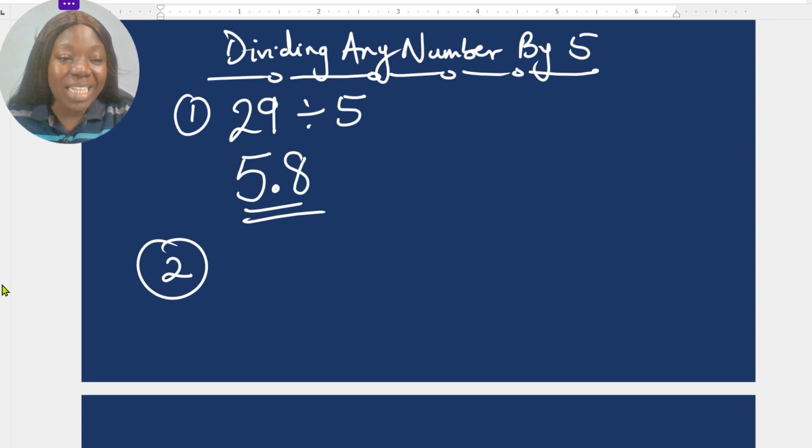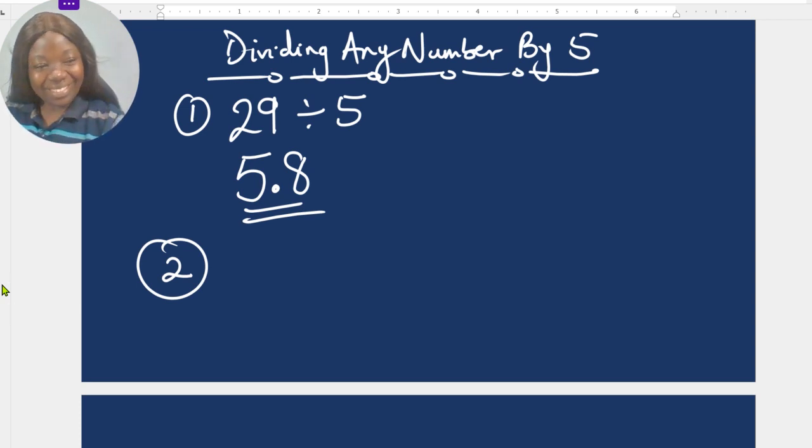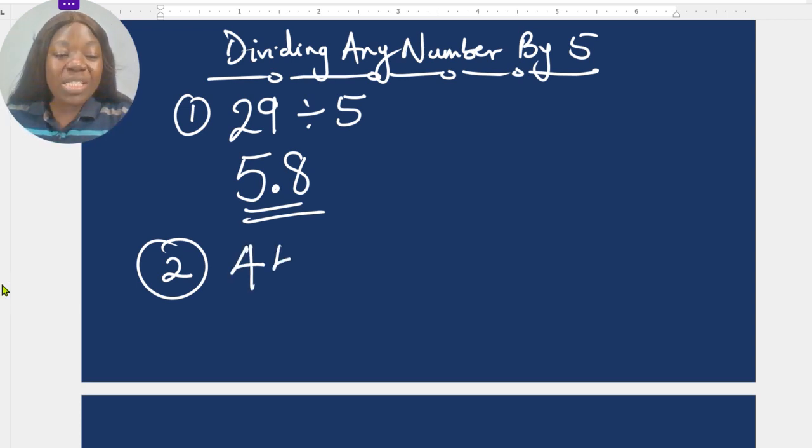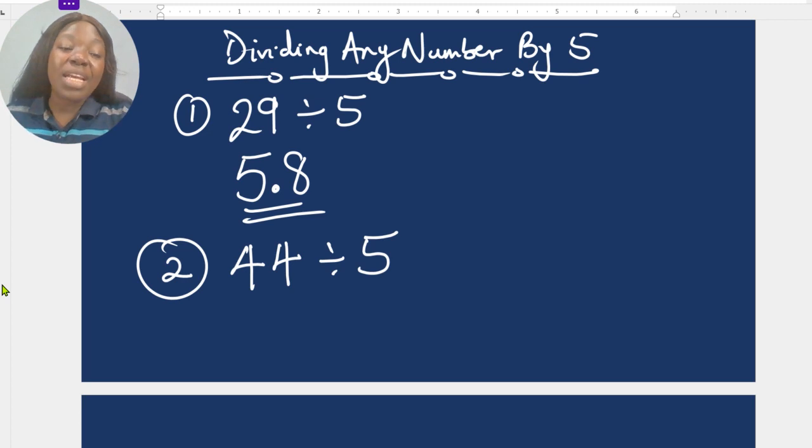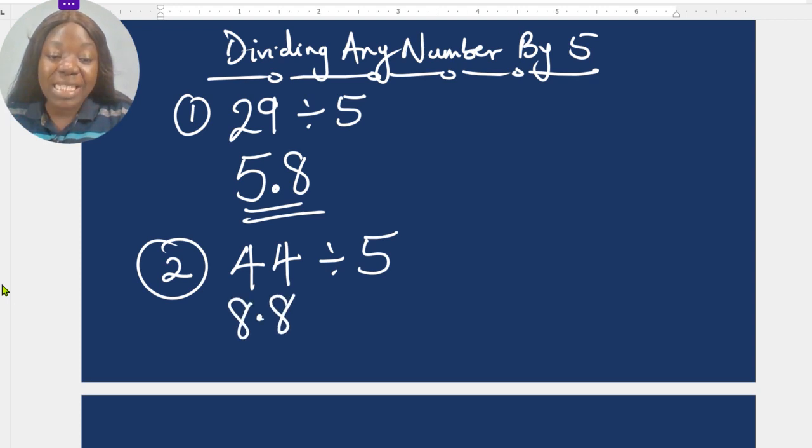Now look at the second example. 44 divided by 5. In your head. Double 44. You have 88. Then before the last digit on the right, introduce a decimal point, so your answer will be 8.8. Very simple.